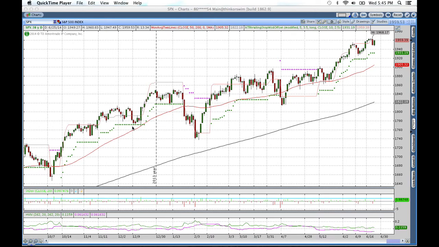So at any rate, what we're looking at here is a chart of the SPX, and on the chart I have two simple moving averages: the 50-day, which is red, and the 200-day, which is gray. We're not really going to use those tonight, but they're on there because I'm used to seeing them. The other indicator that we are using for the system is the average true range trailing stop, which is the dotted green line when we're in a long state, and the dotted pink line when we're in a short state.